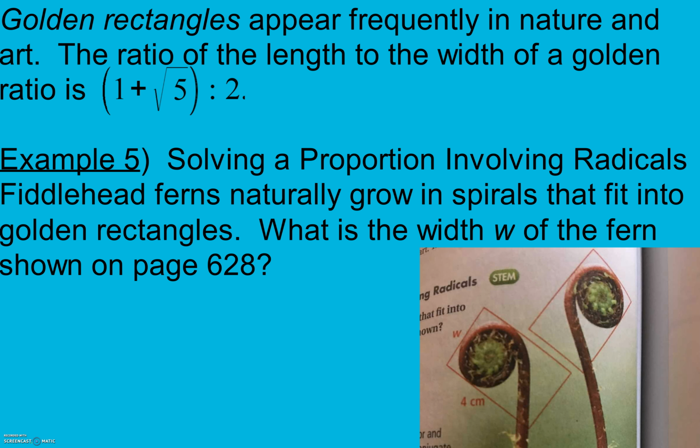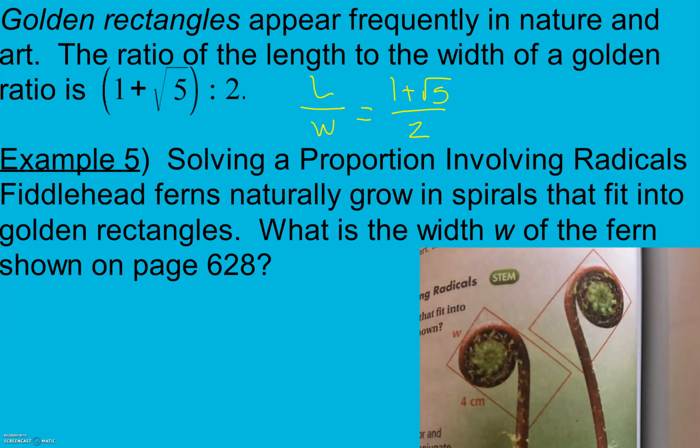Golden rectangles appear frequently in nature and art. The ratio of the length to the width of a golden rectangle is 1 plus the square root of 5 to 2. So another way that we can write this, guys, is length to width equals 1 plus the square root of 5 over 2. Okay, that's another way to write that ratio.